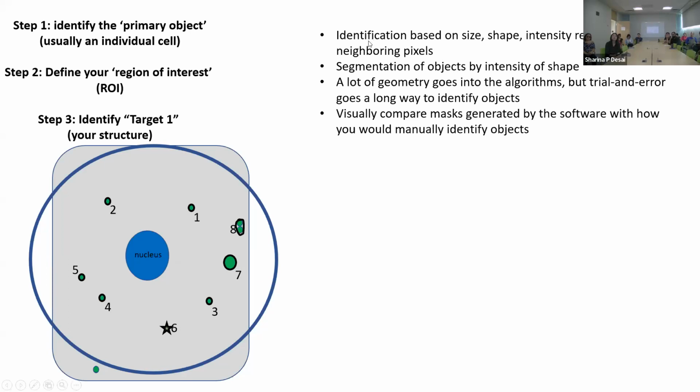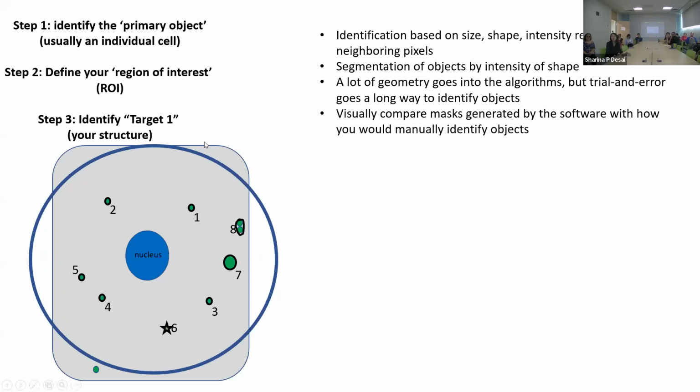And so you can really identify your objects based on size, shape, intensity of the neighboring pixels, etc. You can do segmentation, as I'll show you in a second, of objects by intensity or shape. And there's really a lot of geometry and math that goes into this. Fortunately, I think most of us get away with not knowing this, and we can use a lot of trial and error to really hone in on what exactly we want.